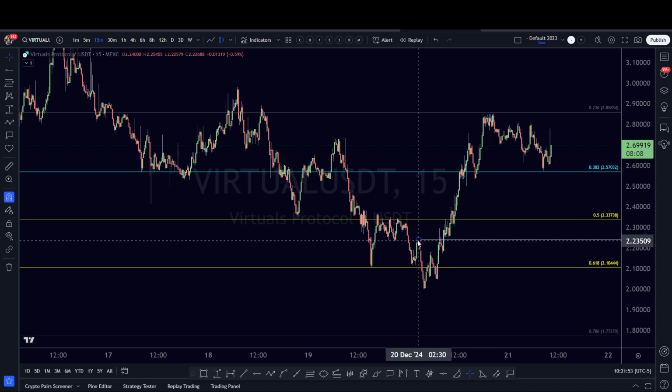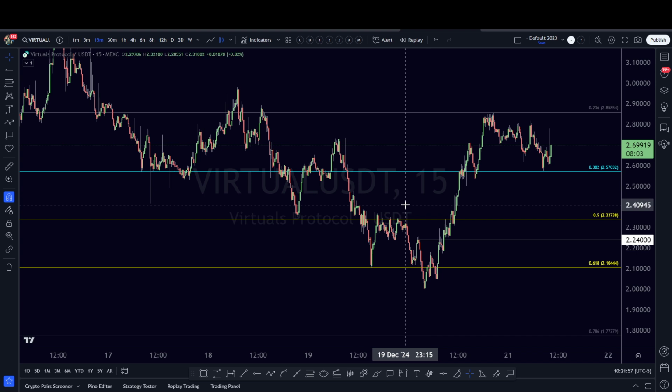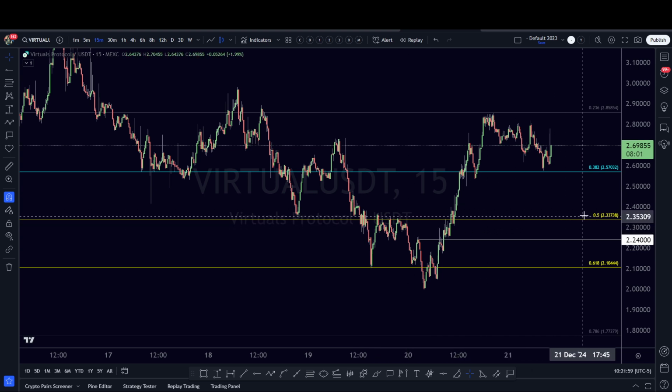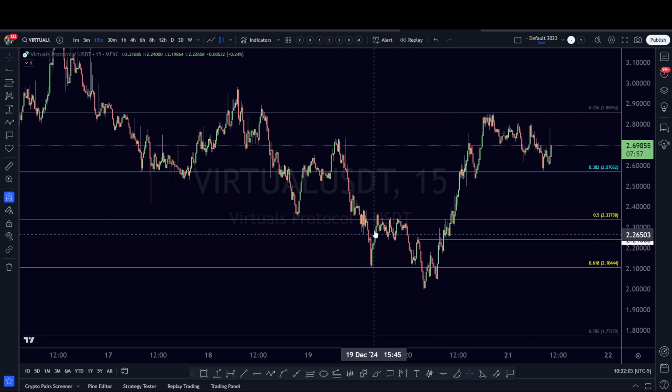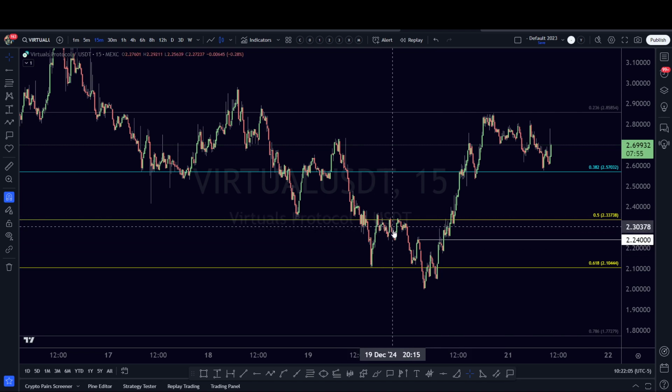Now, could you enter once it breaks this level? Sure could. Could you enter once it breaks this level? Well, it's even stronger, not only because it's exiting the golden pocket, but look at all this resistance you have here. 1, 2, 3, 4, 5. Five areas where it tried to break out and get support, but it couldn't. So now it came down here, and now we're looking at it.